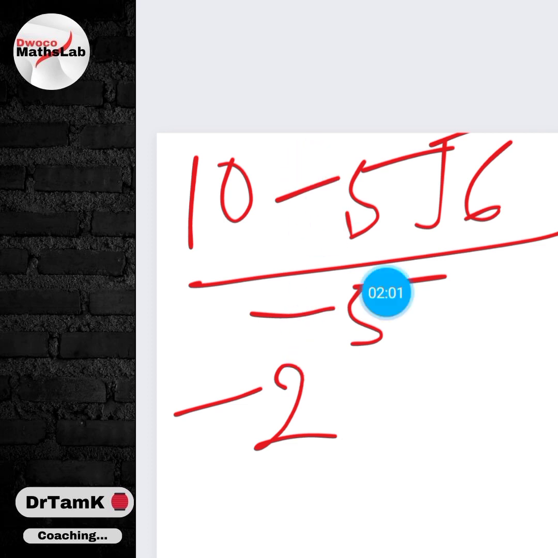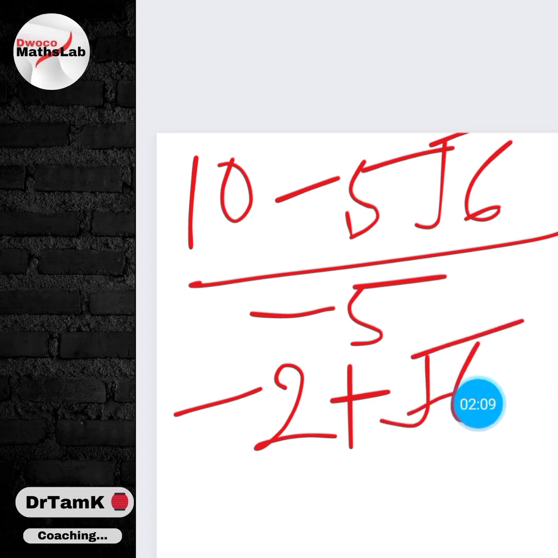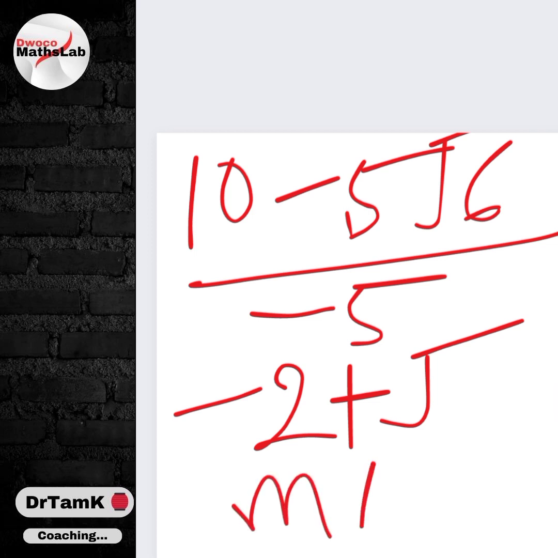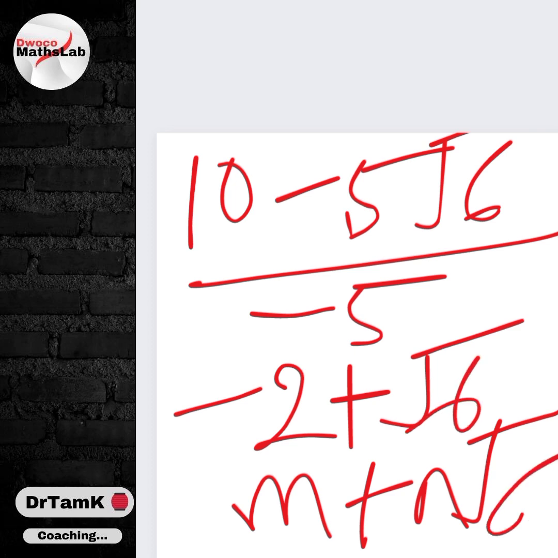Now here, negative cancel negative gives us plus, right? And then 5 cancels 5, giving you 1. And then what is left is root 6. Okay, so this is what we got now, the final result of this. Now we're going to compare this with the letters given to us. The letters they gave us were m plus n root 6. That is what they gave to us.